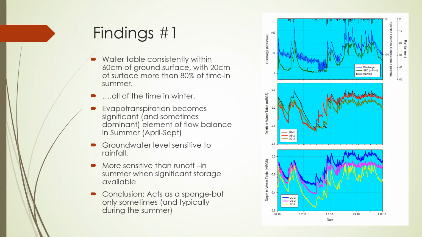Once we had shallow water tables up close to or at the surface, the capacity to buffer against flooding was next to non-existent. So although we do have a valid sponge hypothesis, if you like, it only applies at certain times of the year, and those times being when there is significant groundwater storage availability.